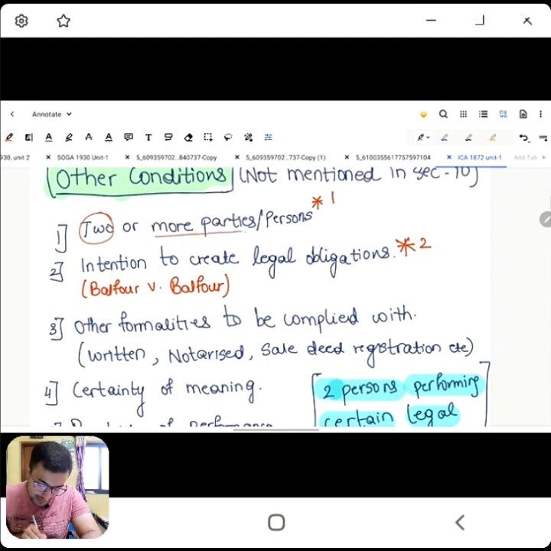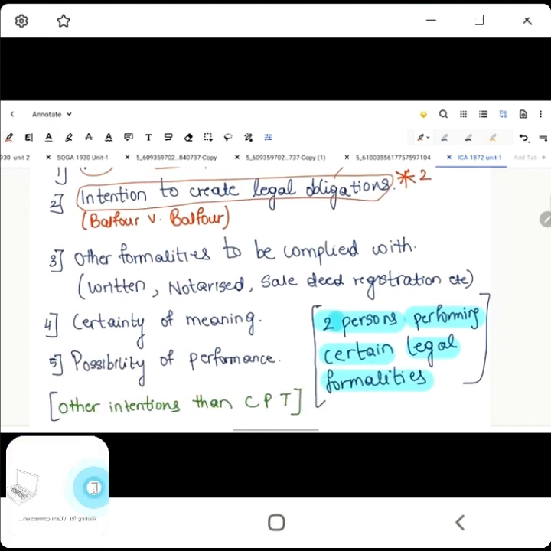Next, like I already mentioned to you, the second point: there has to be intention to create legal obligations. Please write in the comments. The contracts where there is no intention to create legal obligations are termed as dash. Please mention it.